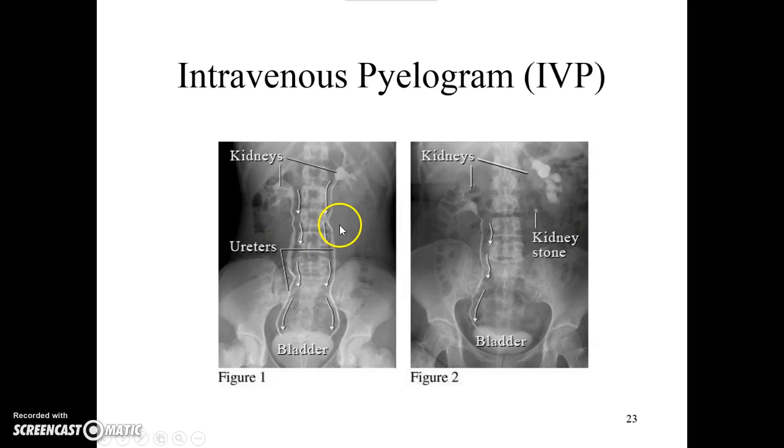Now here's just an example of what an IVP would look like. So on this side in figure 1, this is normal. This shows the normal flow of urine from the kidneys through the ureters into the bladder. Now the one on my right, figure 2, this is a kidney stone right here, and it's blocking the normal flow of urine on the left. Remember, it's the patient's left, okay? So you can see this is backing up in here, and there's no urine flow into the bladder.